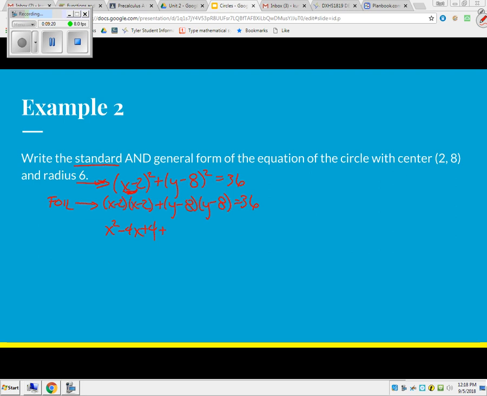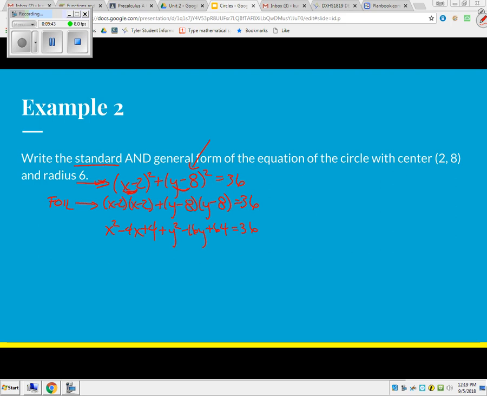Once again, working it on these y's right here, I can square the first term. I can take the product of these two, -8y, and double it. And then I can square the last term. -8 times -8 is +64. As you can see, we're already a lot closer to general form just from that FOILing and expanding step.